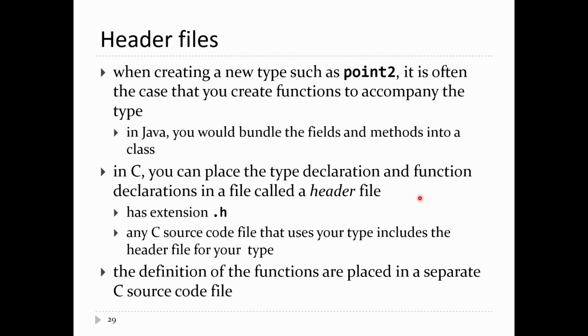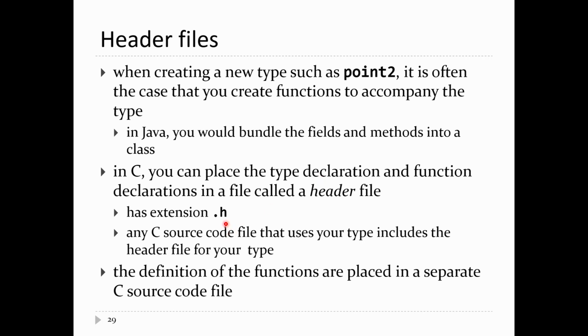C doesn't have any classes, right? So you have to do something else in C. What you do in C is you take your type and you plunk it into a file called a header file. Then you take all the functions that you want to write that operate on that type, and you put their function declarations in the header file. You don't put their definitions in the header file. You just put their declarations.